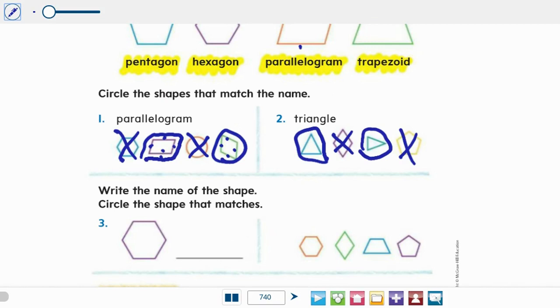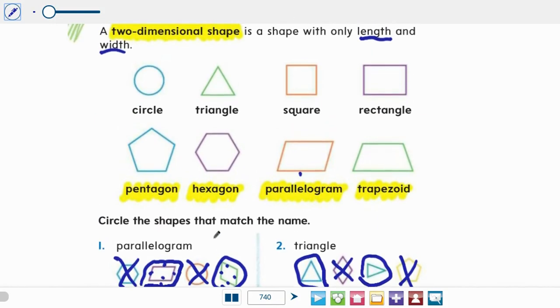All right, let's check number 3 together. Again, if you haven't finished, just pause the video and finish up, and then you can follow along with me. Let's count the number of sides. So we've got 1, 2, 3, 4, 5, 6 sides. So I'm looking for a shape up here that has 6 sides.